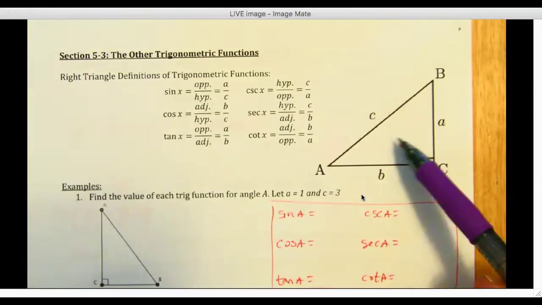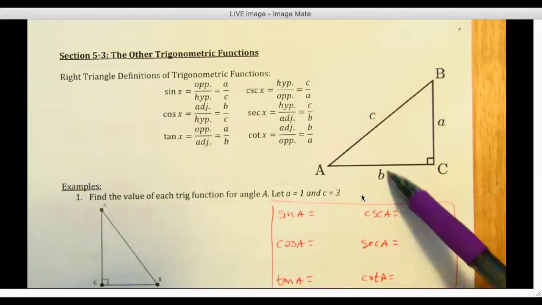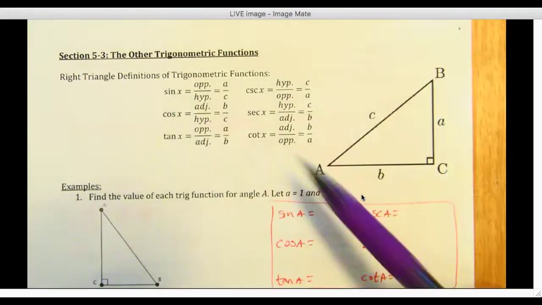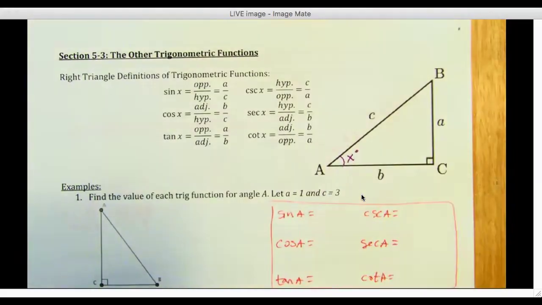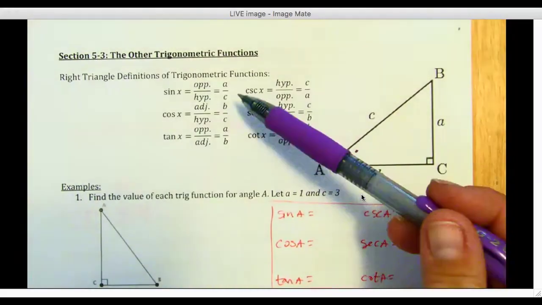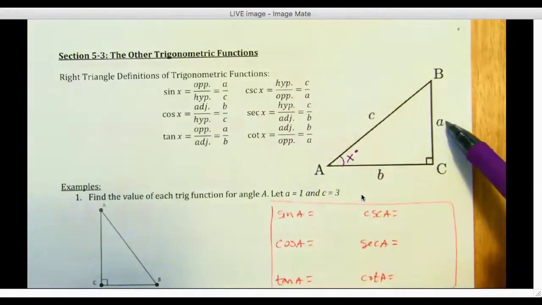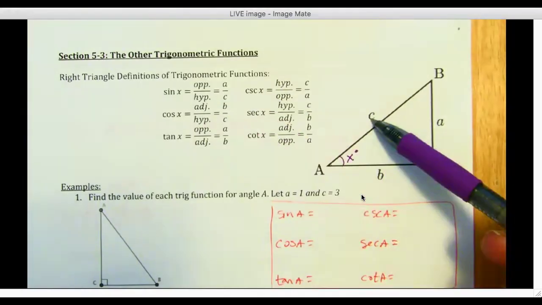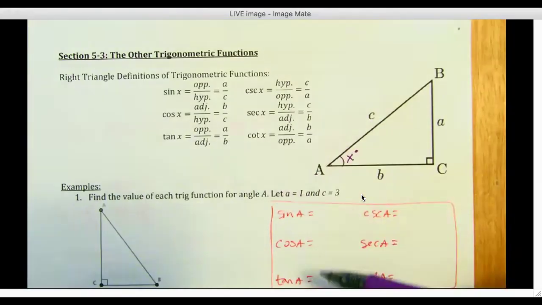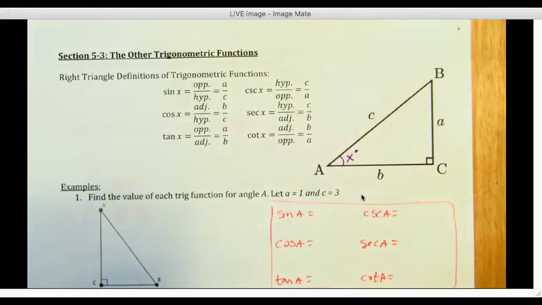and angle B, the respective opposite sides are labeled the same but lowercase: little a, little b, little c. Then sine of some angle x, if this is some angle x here, would be the opposite over hypotenuse. So in this case, that would be A over C. Cosine would be the adjacent over hypotenuse, so B over C. Tangent is opposite over adjacent, so A over B. And then the reciprocal functions are the reciprocal of each of those.